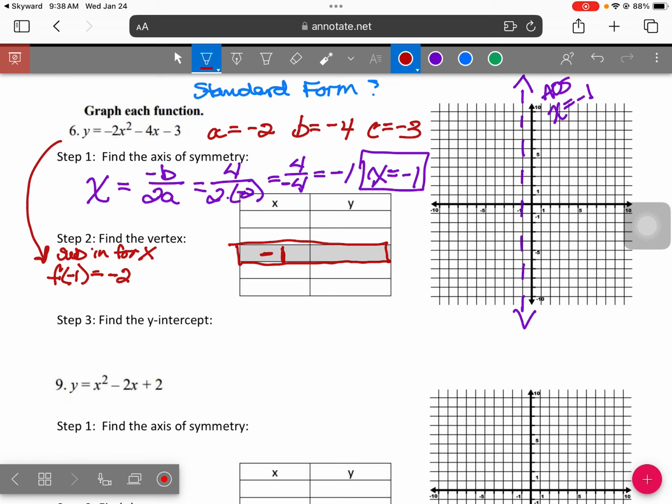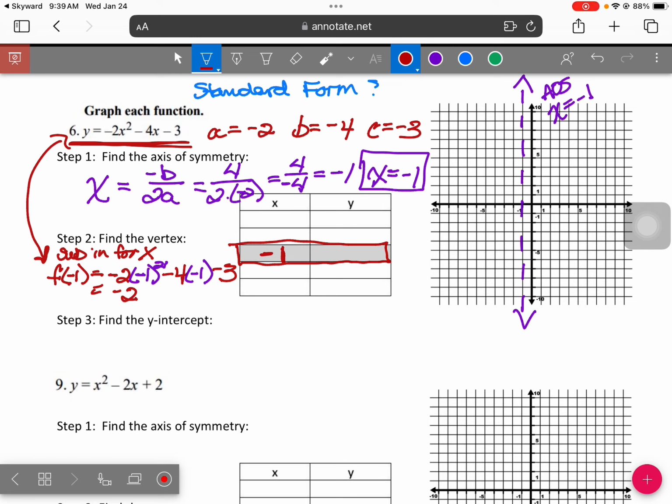So -2 times x, which is -1 squared, -4 times -1, -3. Does everybody see where I got that? I'm taking this function, this equation right here, and I'm substituting -1 in for the x. So now I need to simplify. I need to do my exponent first. -1 times -1 is 1, and 1 times -2 is -2.